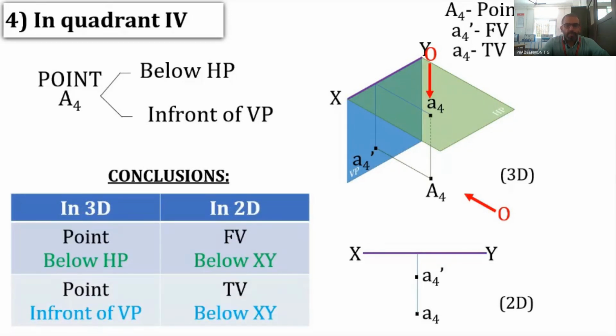So these are the conclusions. If the point is below HP, the front view will also be below XY. If the point is in front of VP, the top view will be below XY. Always keep in mind that, whatever be the coordinates or the quadrant in which the point or line lies, the horizontal plane is always rotated 90 degrees clockwise. So if we rotate this horizontal plane 90 degrees clockwise, then A4 as well as A4 dash will come below the XY line. So that is the quadrant 4 condition.